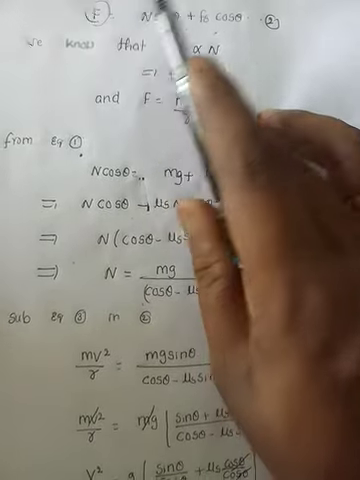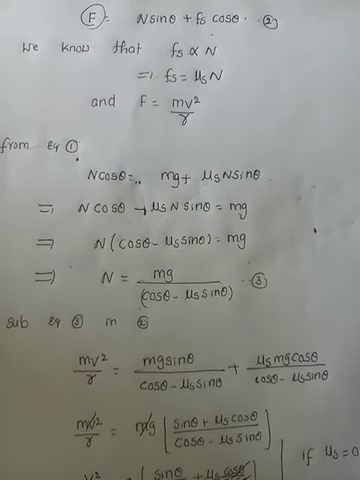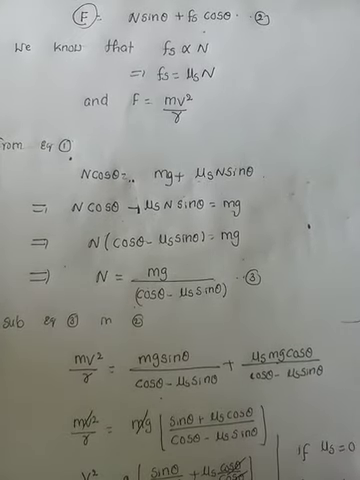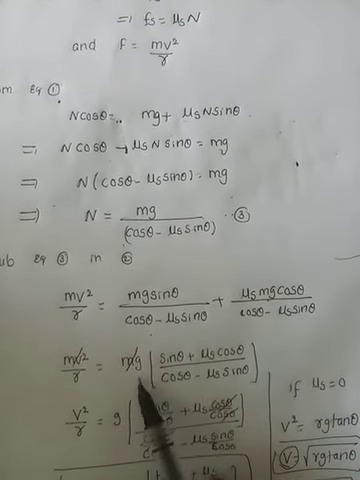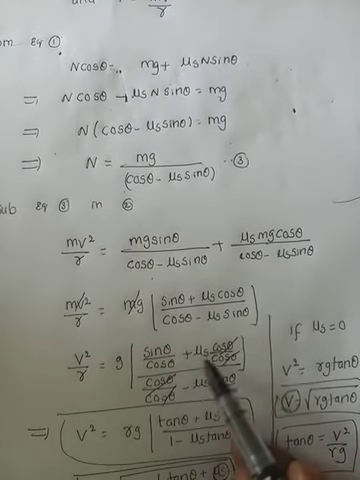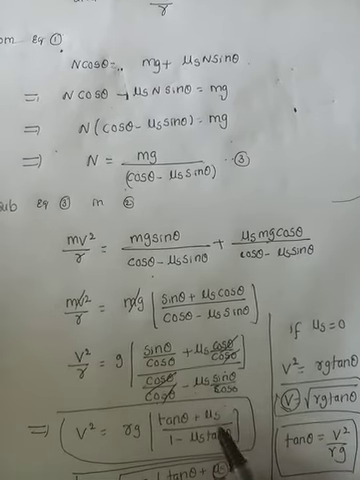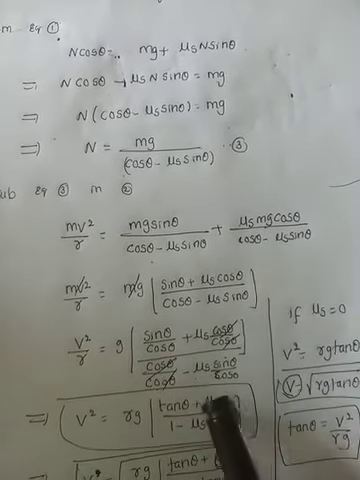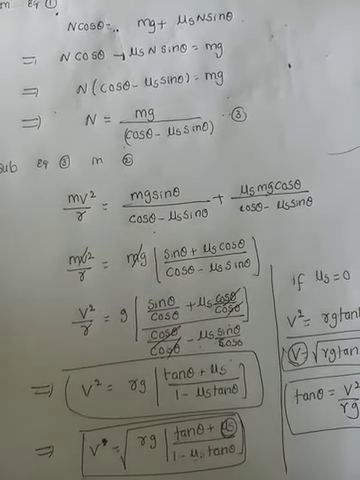F is the centripetal force, nothing but mv square by r, that equals N. What is N? We got the value, we substituted here, and here also we substituted. From that we got m common, so it gets cancelled on each side. Now dividing this equation by cos theta on both sides: sin theta by cos theta plus mu s cos theta by cos theta, cos theta by cos theta minus mu s sin theta by cos theta. Sin theta by cos theta is what? Tan theta. Cos theta cancels. So what did you get? Tan theta plus mu s by 1 minus mu s tan theta.